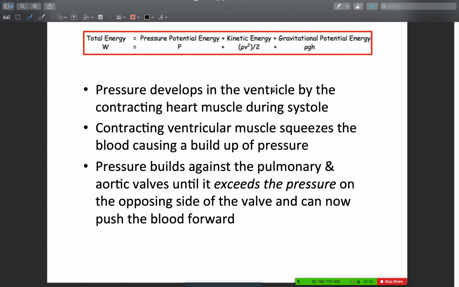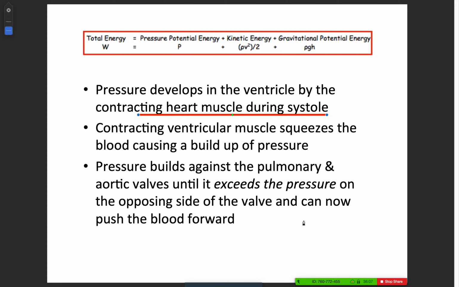Okay, so in terms of the pressure that's being built up during the cardiac cycle, that pressure is developing from the contracting heart muscle during systole. It's squeezing the blood and causing that buildup of pressure. As that pressure gets built up, it is going to start to exceed pressure on the other side of the valve. When pressure inside of a ventricle exceeds the pressure on the other side of the valve, blood is going to start to move out of that valve.